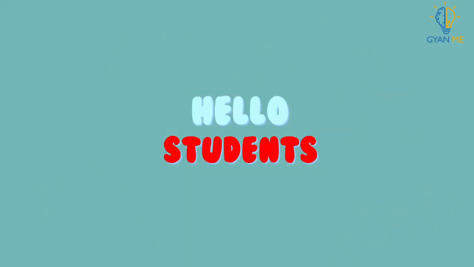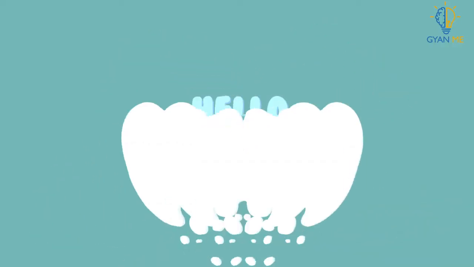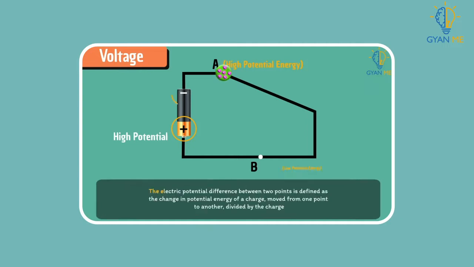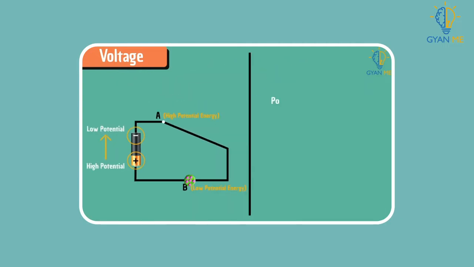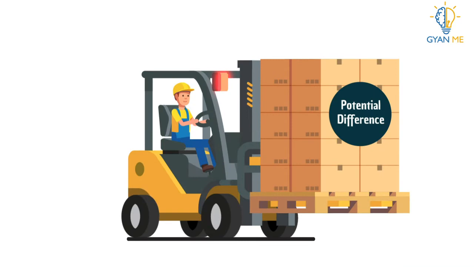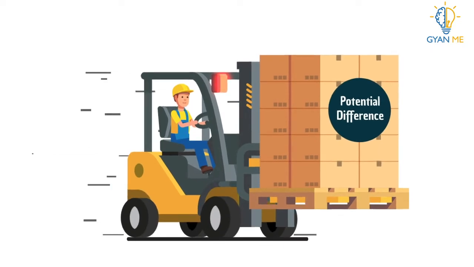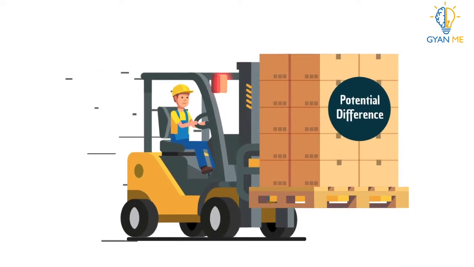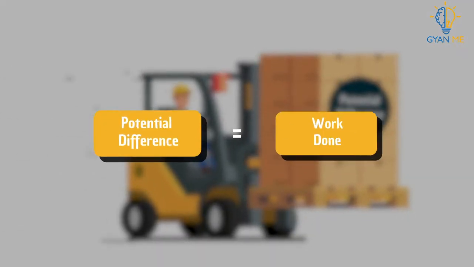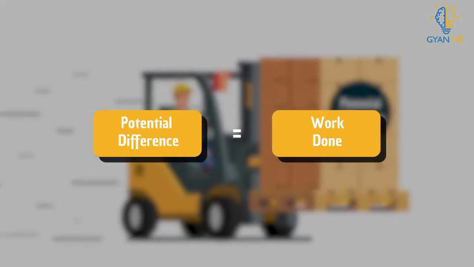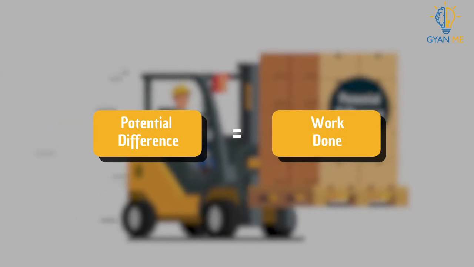Hello students, in our previous video we have learnt about the potential difference and defined it as the change in potential energy of a charge moved from one point to another divided by the charge, which is also known as voltage. Students, you know potential difference or voltage can also be defined in terms of work done. Don't get confused here. It is the same thing but viewed from a different angle. How? Let us understand it.